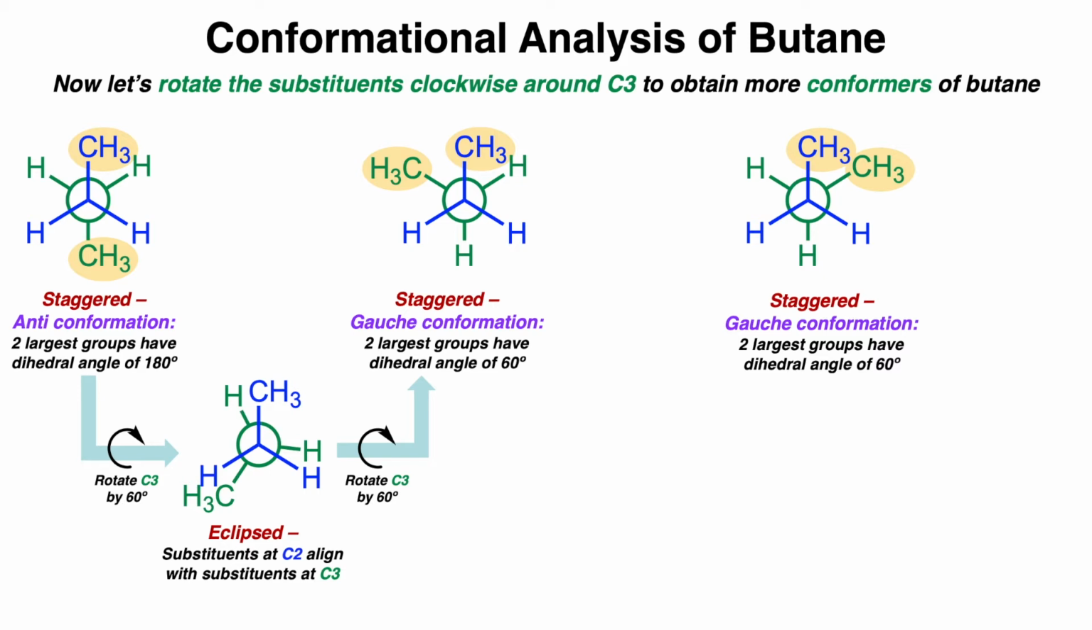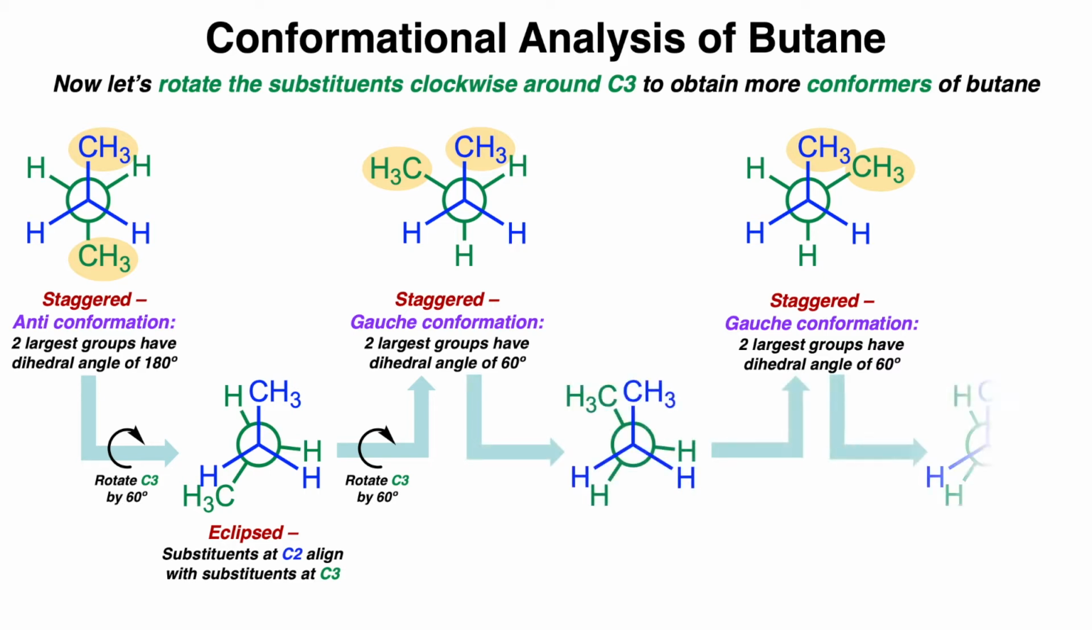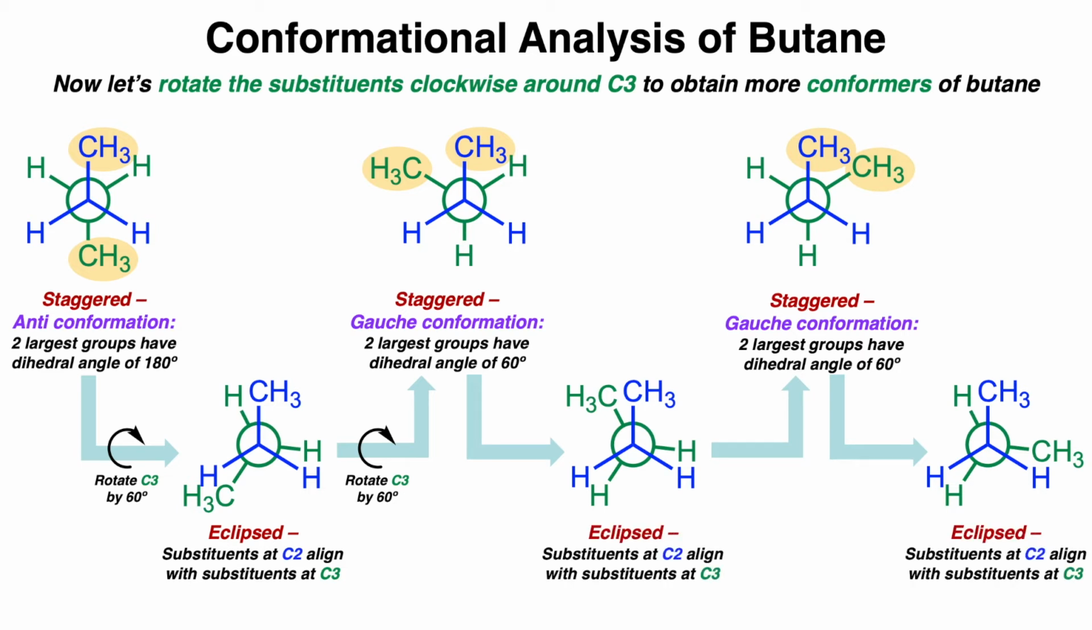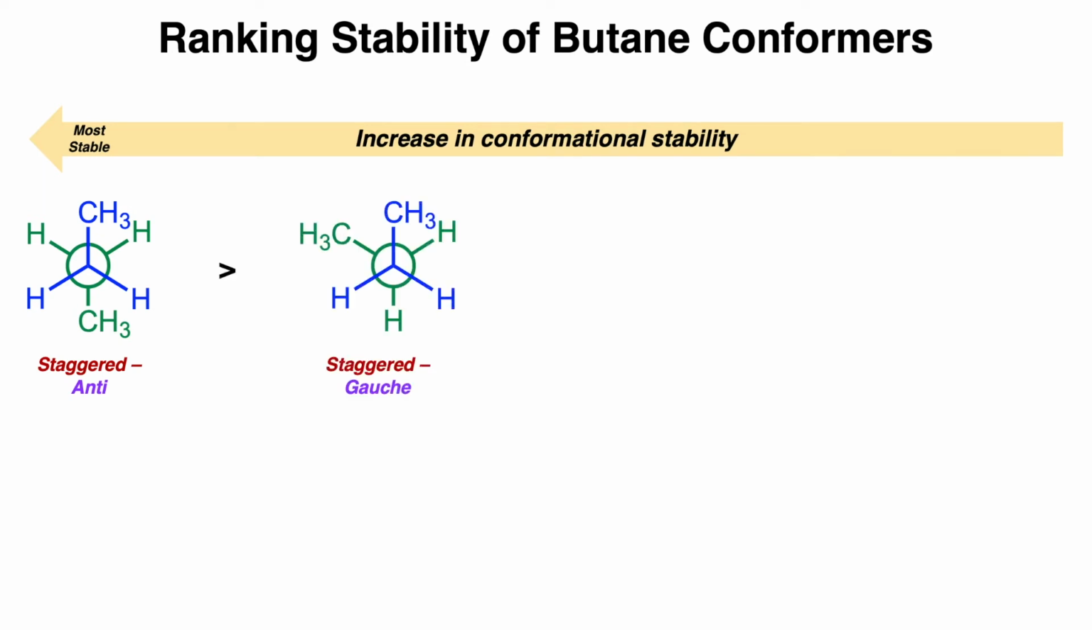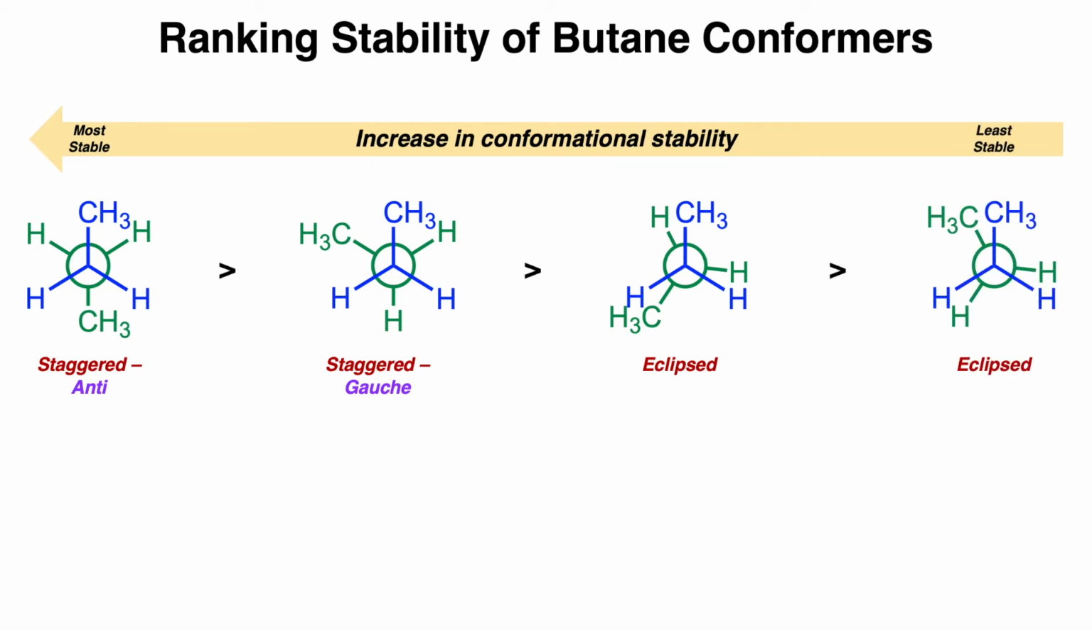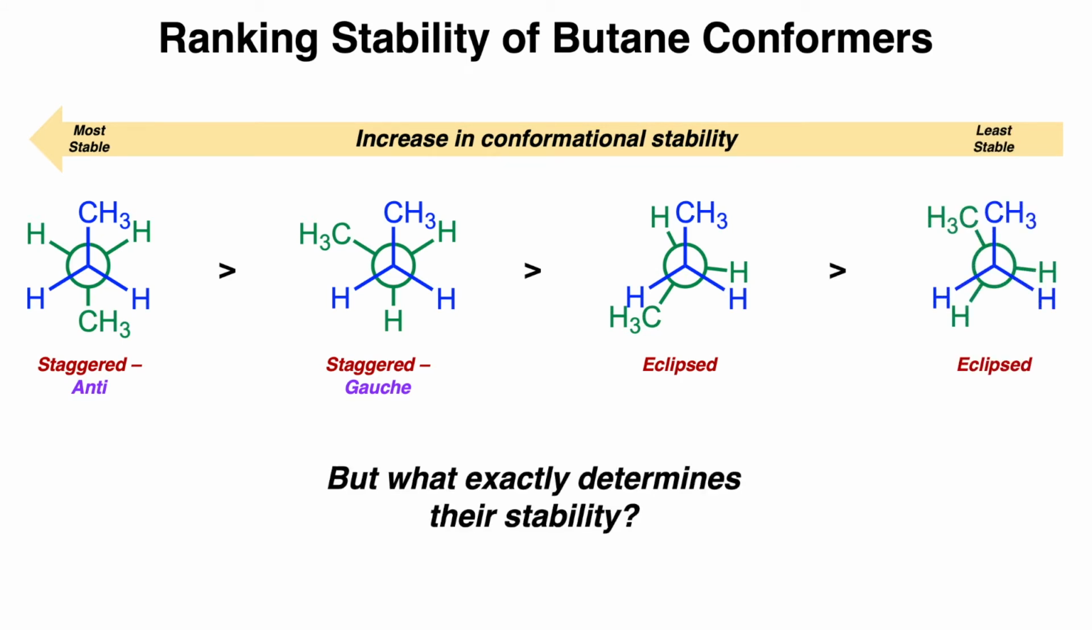If we rotate C3 by 60 degrees again, then we get the staggered gauche conformation. And you can imagine that the staggered and eclipsed conformations alternate as the substituents around C3 rotate. So how do all of these conformers rank within one another based on stability? The staggered anti-conformation is the most stable, followed by the staggered gauche conformation, and then both eclipsed conformations are the least stable. But what determines this stability and why?